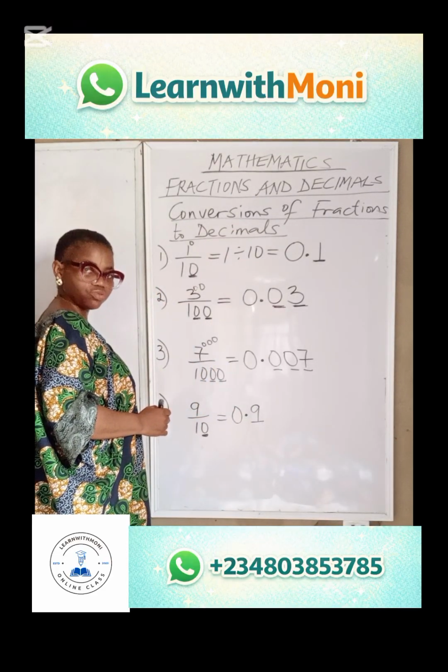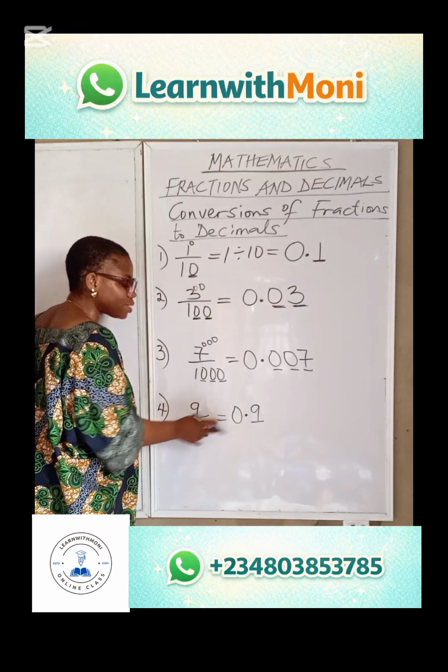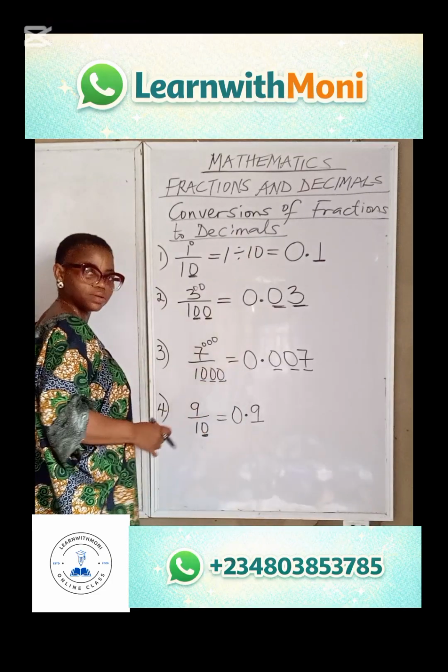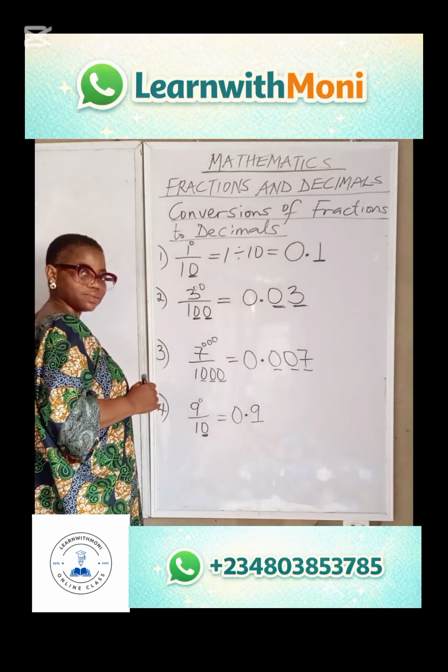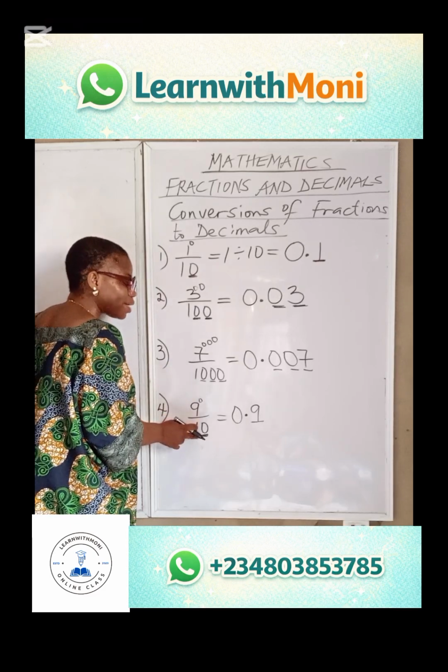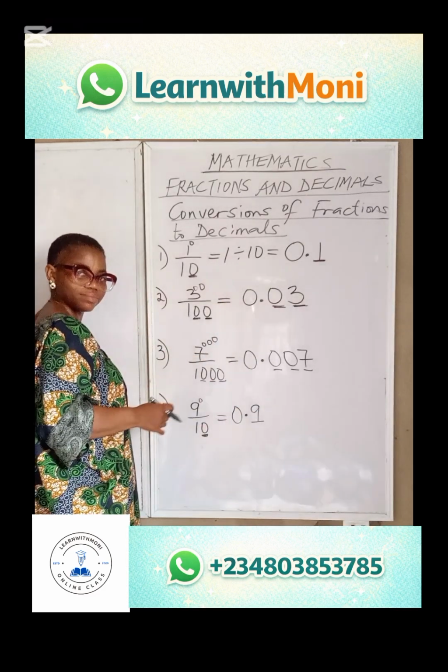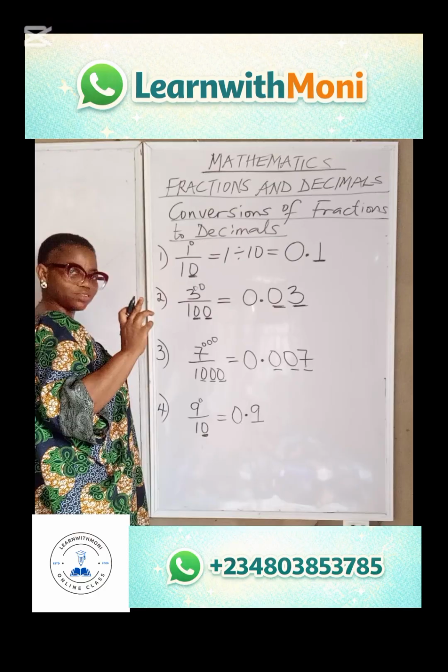Let us see if that is true. 9 divided by 10 is 0 point. Then put an invisible 0 behind the 9, it becomes 90. 90 divided by 10 is 9. Do you understand that twist?